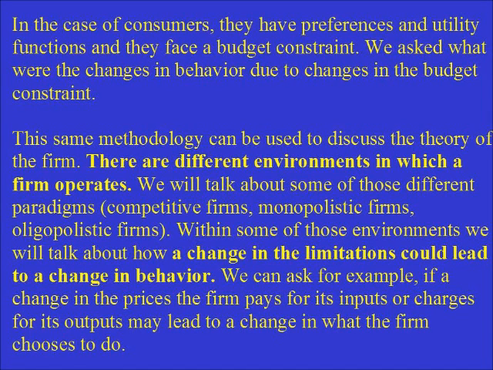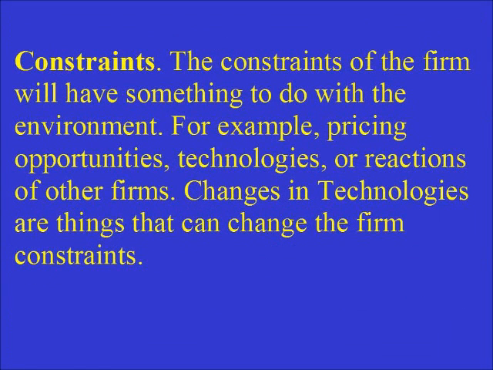Some of those environments, we will talk about how a change in the limitations could lead to changes in behavior. We can ask, for example, if a change in price the firm pays for its inputs or charges for its outputs may lead to a change in what the firm chooses to do. Constraints. Under utility theory, we have the budget constraints. For the firms, we're going to have something a little different known as an isocost, which we'll talk about later.